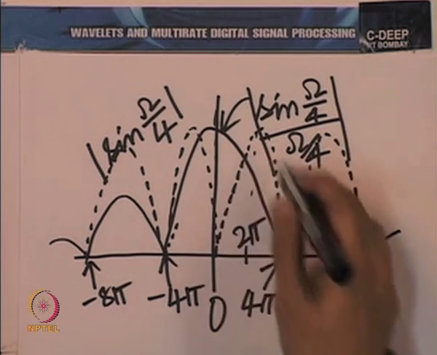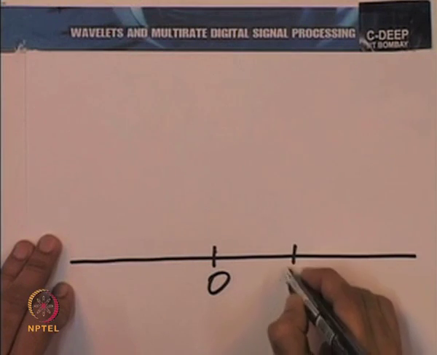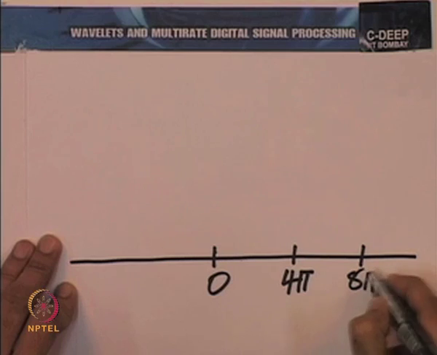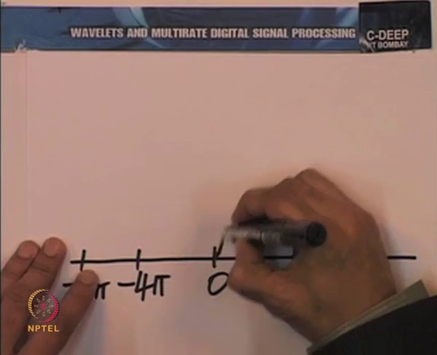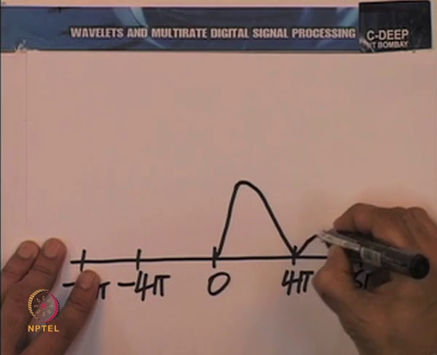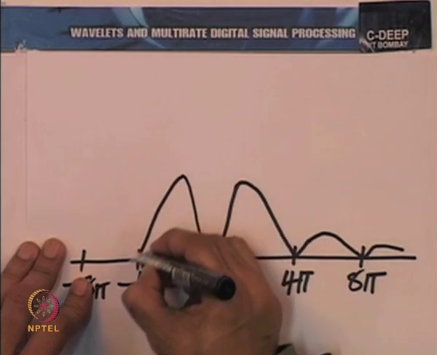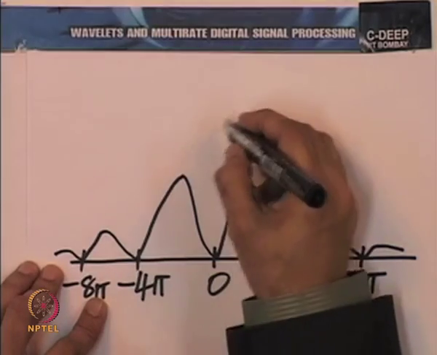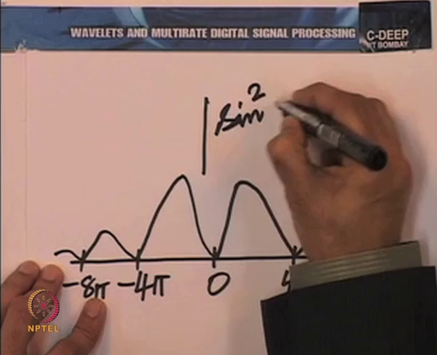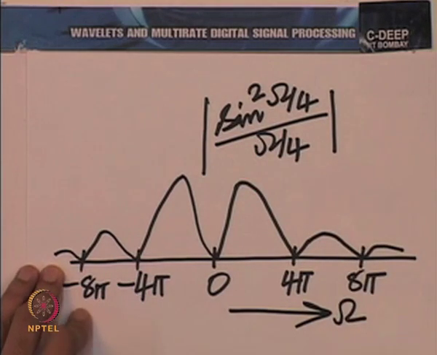All this, so when you multiply the dotted function and the solid function, you're going to get a pattern something like this, which I now sketch. Something like this. This is going to of course be mirrored on this side, and then this way and so on. So, this is mod sin squared omega by 4 by omega by 4 as a function of capital omega.